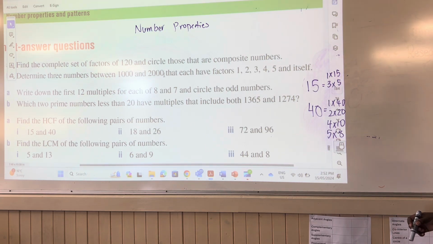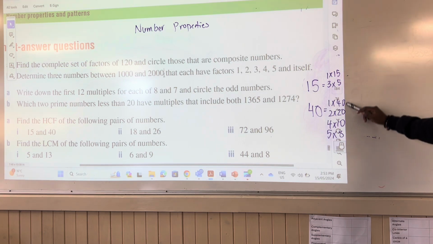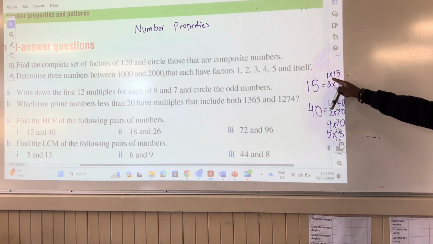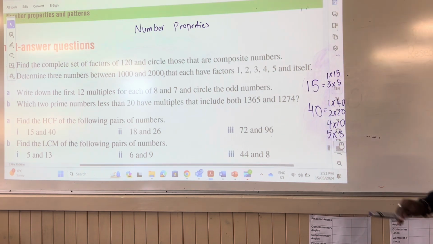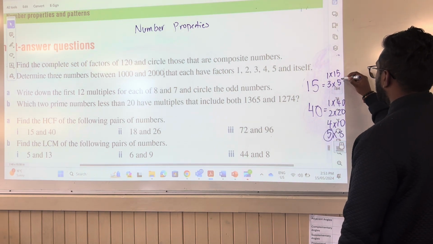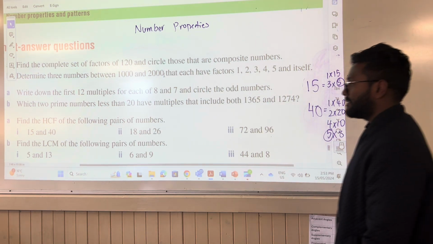Now it says which one's the highest common factor. So the highest number is 15, from the number 15. Is there a 15 here? No. There's 1 here, but that's not the highest. What about 5? Is there a 5 here? Yes. Cool. So 5 is the highest common factor for both 15 and 40.